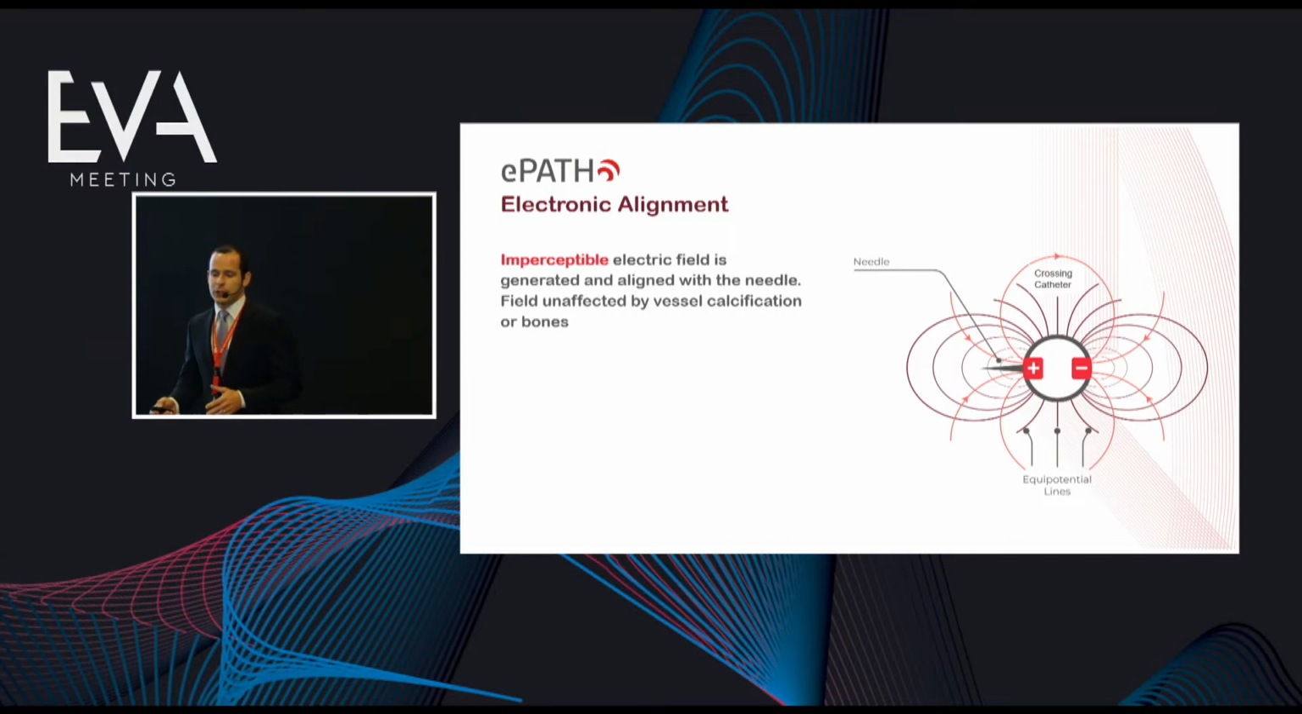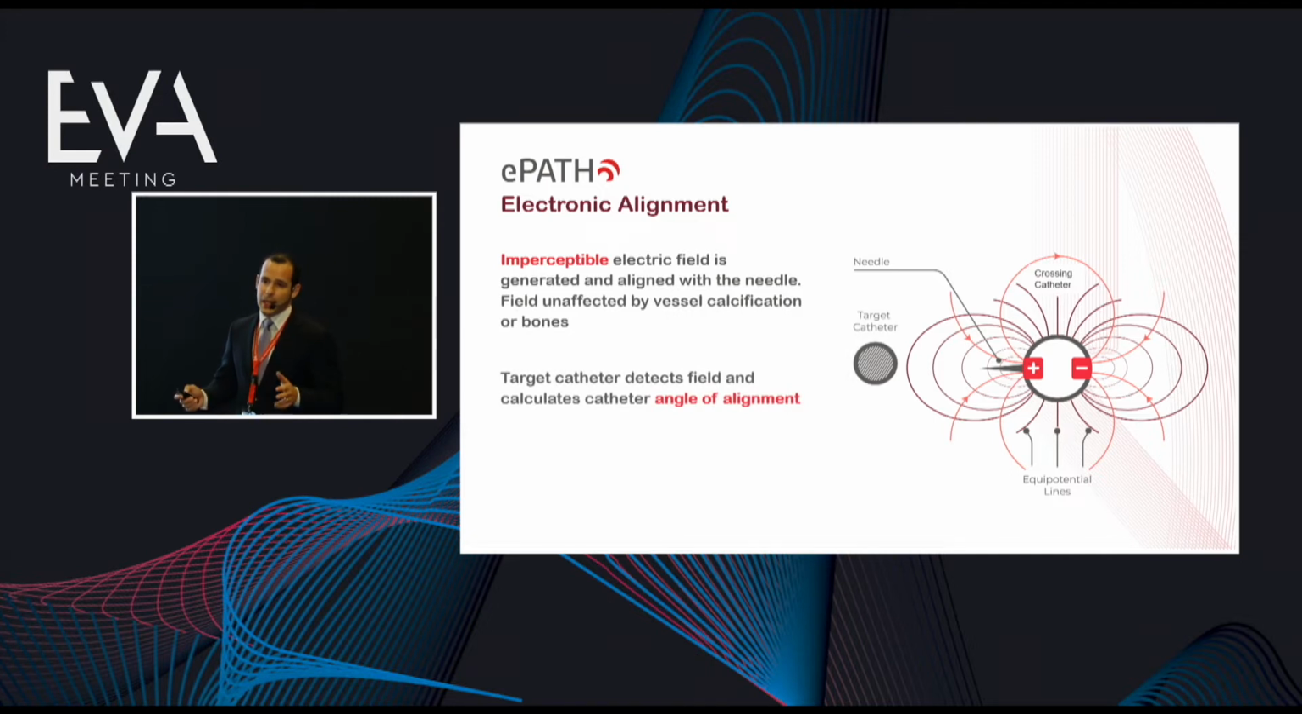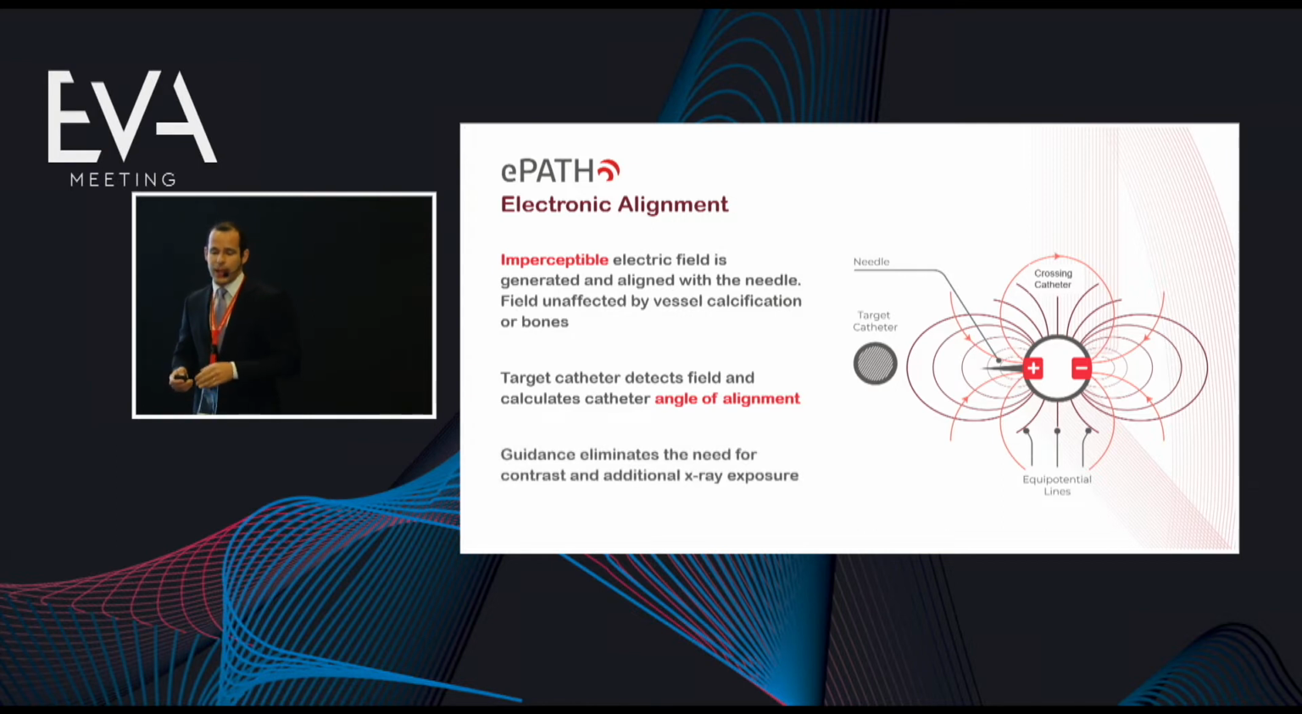Electronic alignment, how it works. There's the crossing catheter with the needle, and it aligns by an imperceptible electric field with the target catheter. There are different angles of alignment, so when you rotate the launch catheter, it tells you with very exact accuracy when the two devices are aligned. This guidance is not affected by any kind of contrast, so you don't need contrast to see where the devices are, as with other crossing devices, and there's no need for any additional X-ray exposure.